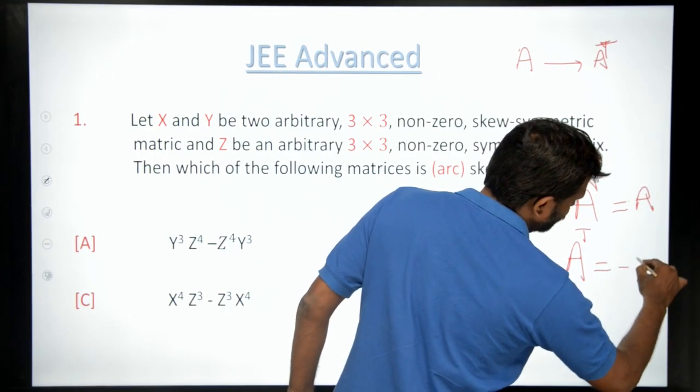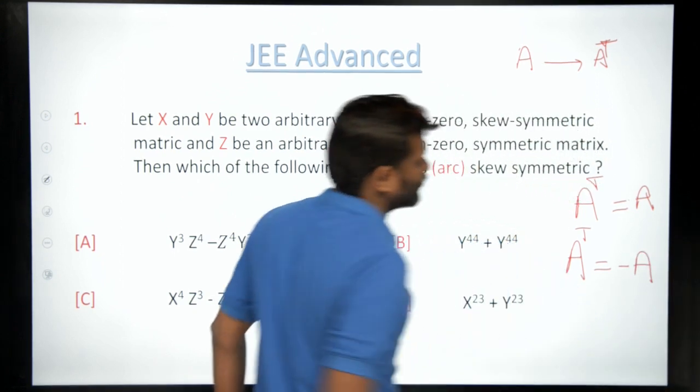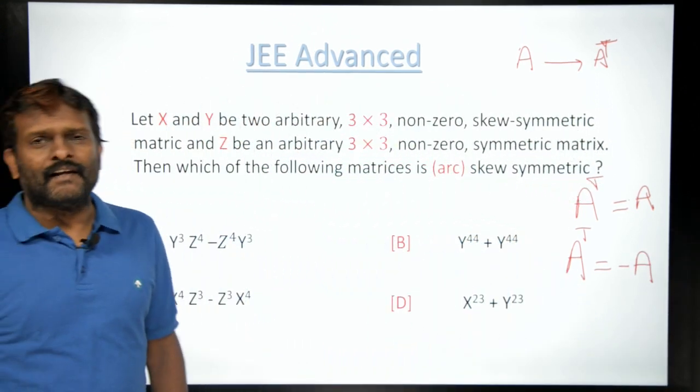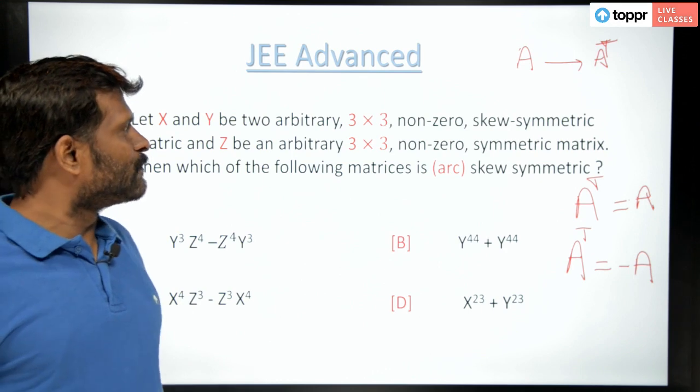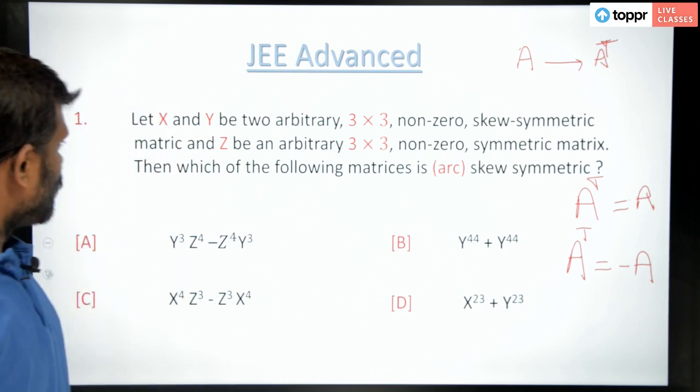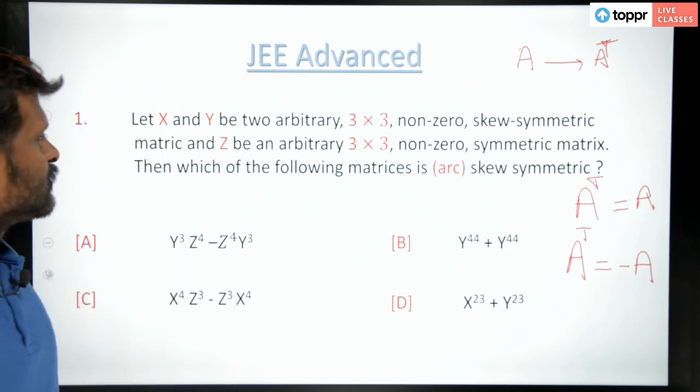If a matrix A is equal to its negative matrix, minus A, then it is called a skew symmetric matrix. So now we know what a symmetric matrix is and what a skew symmetric matrix is.